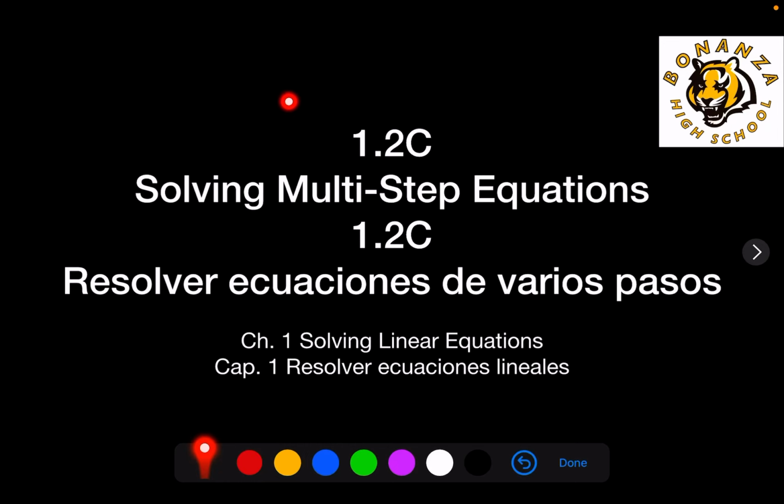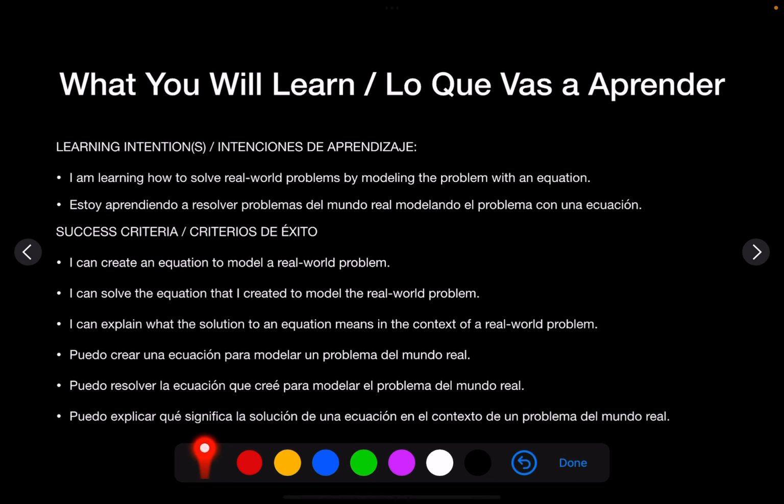Welcome to the third installment of 1.2 Solving Multi-Step Equations. In this lesson, we will focus on solving real-world problems, modeling them with an equation. Modeling is a discipline in math where you apply this abstract set of ideas to a real-world scenario. So this is where we're finally going to see some application of our skills that we've been building, writing and solving equations, and having significance for what the variable stands for.